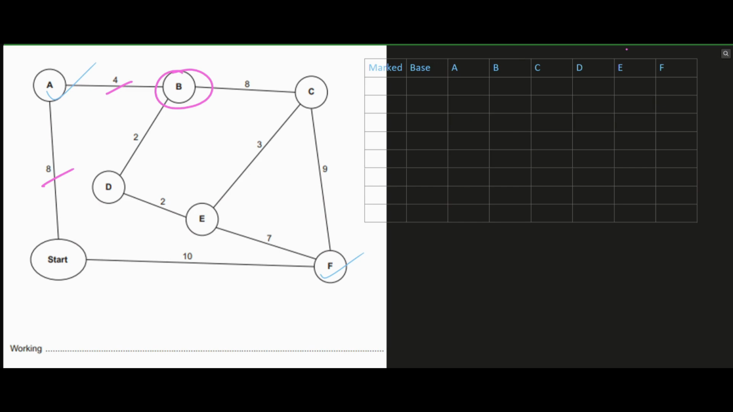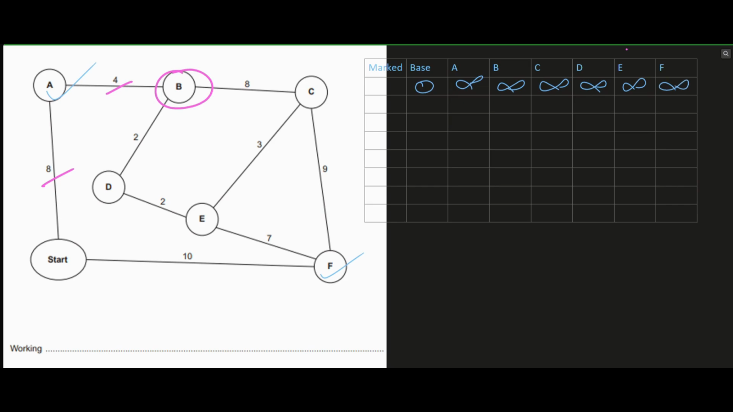Okay, so now let's look at this. I've made a table over here. It looks better. So base is going to be my start. The distance between base and base is 0. The other distances I don't really care about, they are going to be infinity.